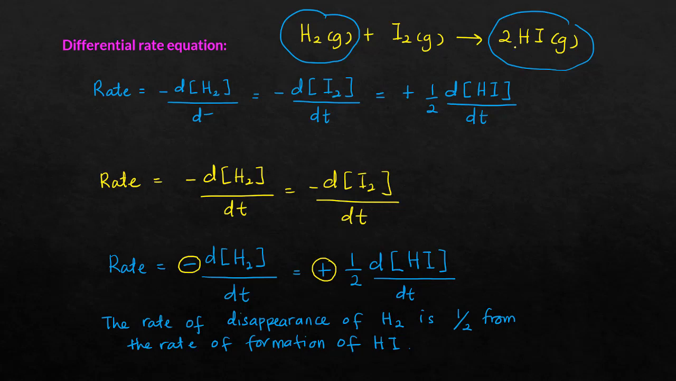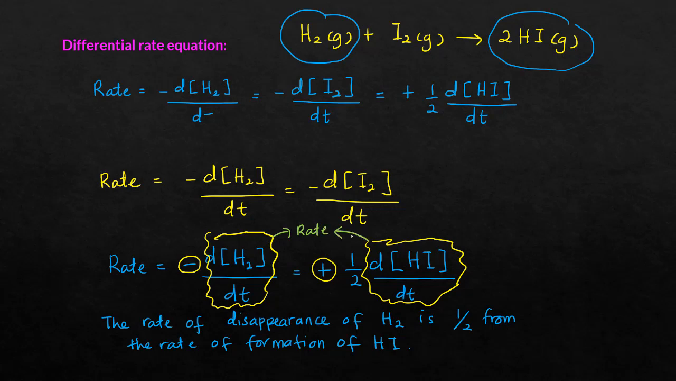Sekarang kalau awak tengok kat sini, okey. Yang ini, yang saya kotakkan ini, okey, inilah yang dipanggil rate. Jadi maksudnya sekarang, kadar pengurangan itu, kalau bagi reaktan, dia mesti ada sign negatif. Jadi, negatif tu menunjuk kepada kadar pengurangan, dia merujuk kepada reaktan. Jadi, berapakah rate of disappearance of reaktan? Reaktan mana? Hydrogen gas. Ini sebutannya dalam bentuk differential rate equation.